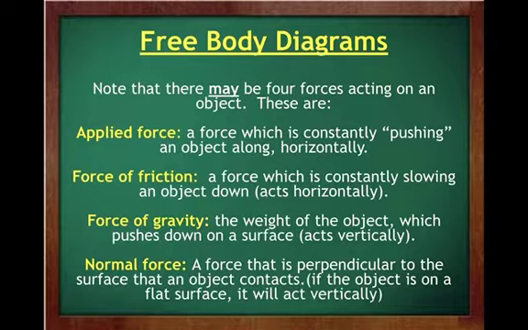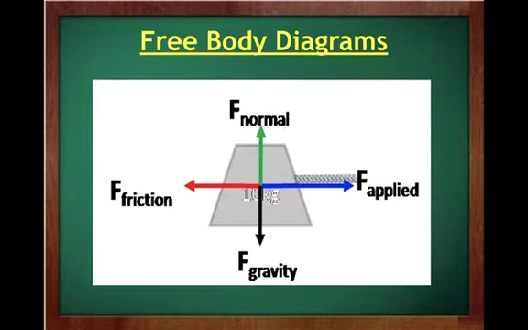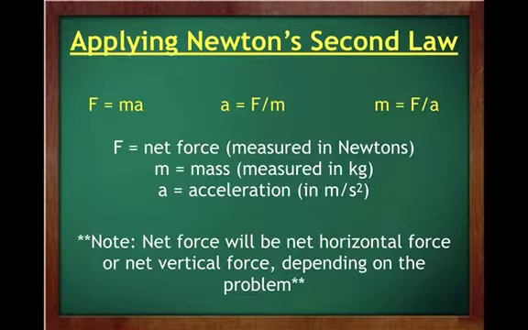And then you can have normal force, which is defined as a force that's perpendicular to the surface that an object contacts. If that object is on a flat surface, it's going to act vertically, but if you're pushing a book up against the wall, that force actually comes out towards you. The surface the object is resting on is a wall, so the normal force acting perpendicular to it comes out towards you. So there's another example of a free body diagram, where you're seeing the applied force, force of friction, normal force, and force of gravity. Again, you don't have to draw the actual 10 kilogram mass. A circle is fine to show that.